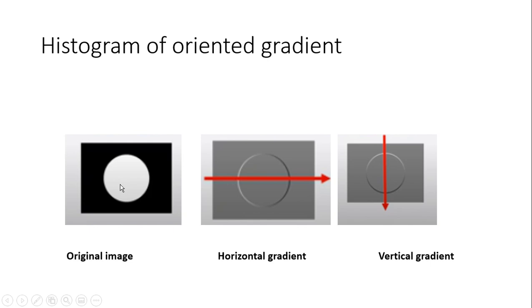And going from the left to the right, the gradient value will be positive, which is represented here, as you can see, in the horizontal gradient in white color. And going from the white color, from inside the circle to outside the circle, from intensity value 1 to intensity value 0, gives a negative gradient value, which will be represented by black color.